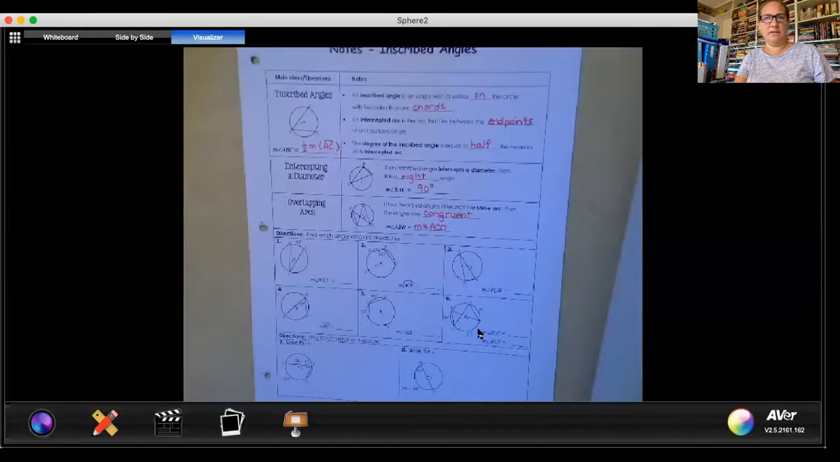So as we think about inscribed angles, a couple things at the top of the page. An inscribed angle is an angle with its vertex on the circle with two sides that are chords. An intercepted arc is the arc that lies between the endpoints of an inscribed angle. The degree of the inscribed angle is equal to half the measure of its intercepted arc.